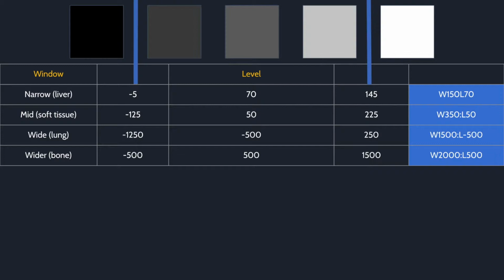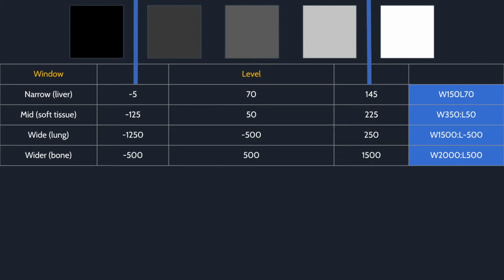On the other end of the spectrum, lung windows are wide because we are interested in everything from air, minus 1,000, to blood vessels, positive 40, to calcium in coronaries or lymph nodes, positive 400. Soft tissues are in between. Bone is also a wide window, but a different level because we want to see a wide range around a different center point.